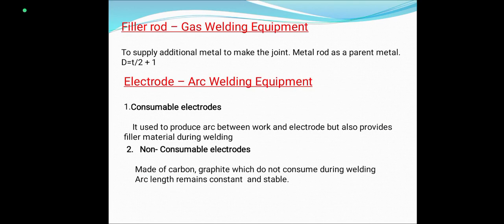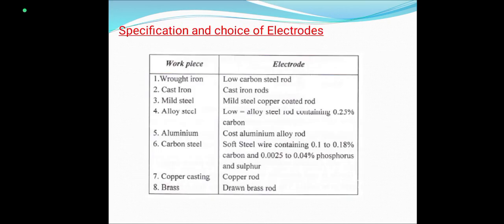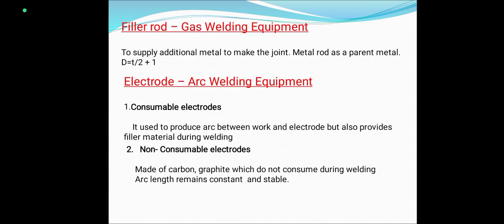Filler rod of gas welding equipment supplies the additional metal to make a joint. It is a metal rod of the parent metal. Electrode of arc welding equipment: consumable electrode. It is used to produce an arc between the work and the electrode, and also provides the filler material during welding. Non-consumable electrodes are of carbon graphite, which are not consumed during welding.